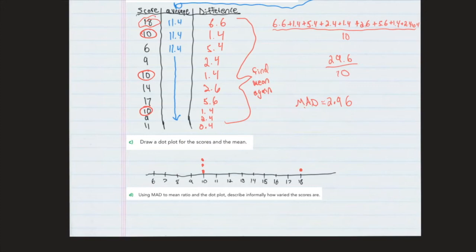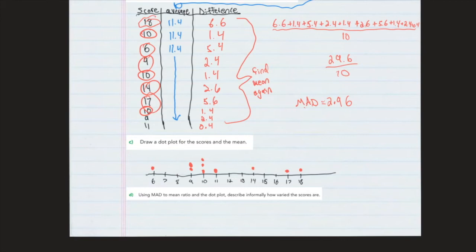It kind of just shows where most of the data lies. So it's just another way to represent data. And then we'll just keep going with this one. So we have a 6, 9, 14, 17, another 9, and 11.